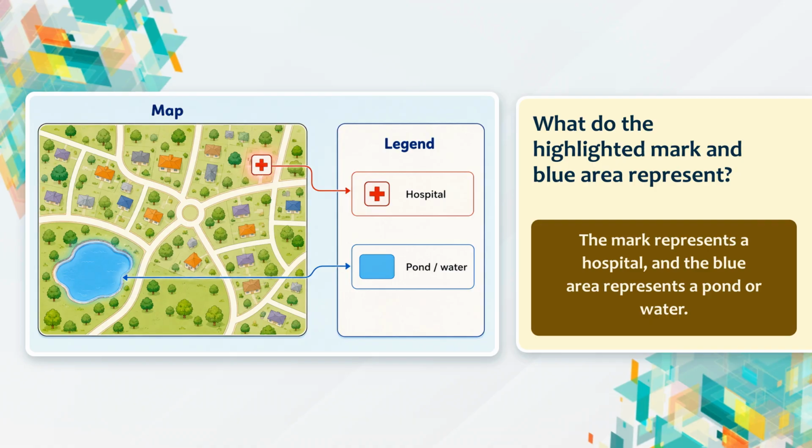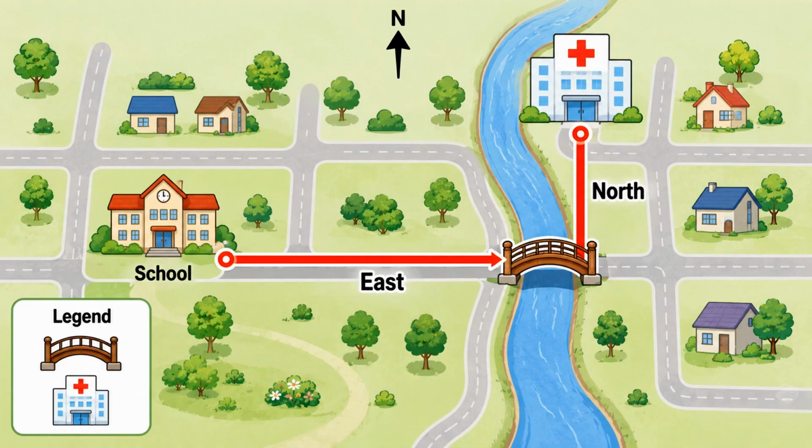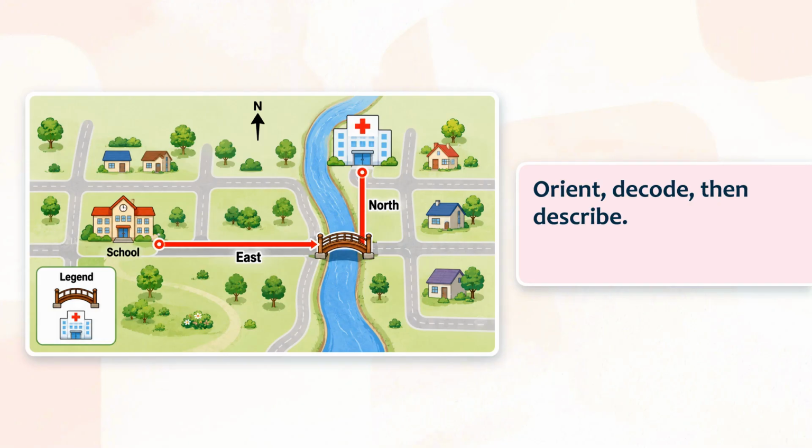Next, we will use orientation, the legend, and direction words to read a neighborhood map clearly. Orient the map with the north arrow, then use the legend to identify the bridge and hospital. From the school, travel east to the bridge, then north to the hospital. The map reading order keeps every step supported.